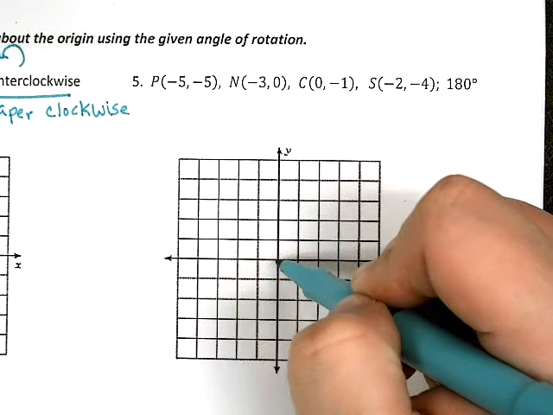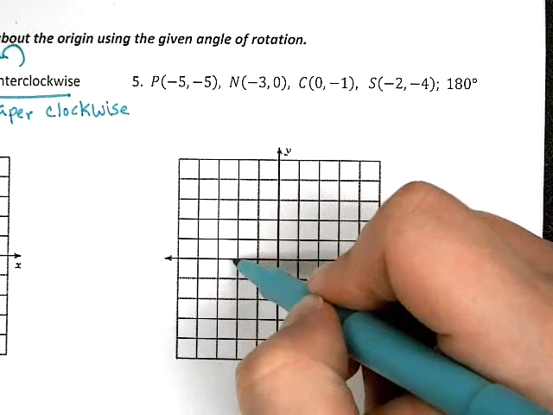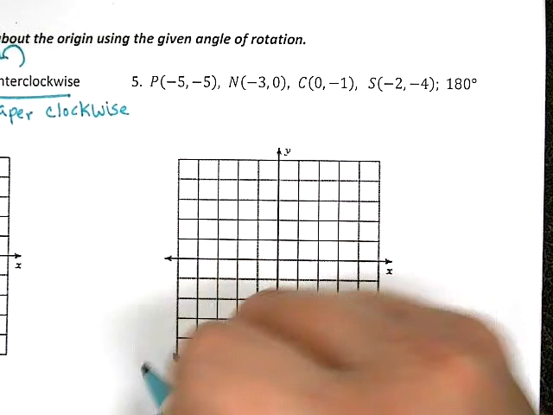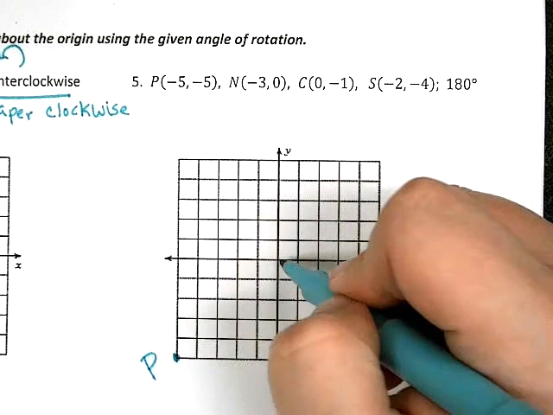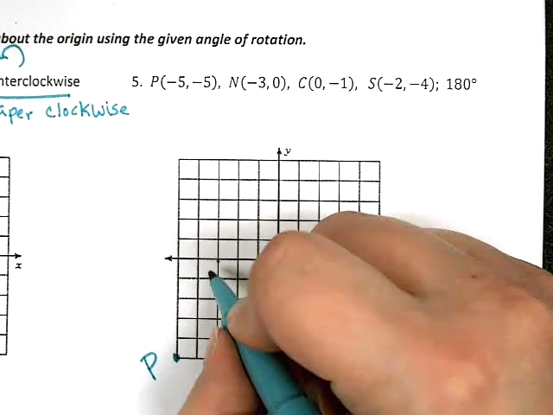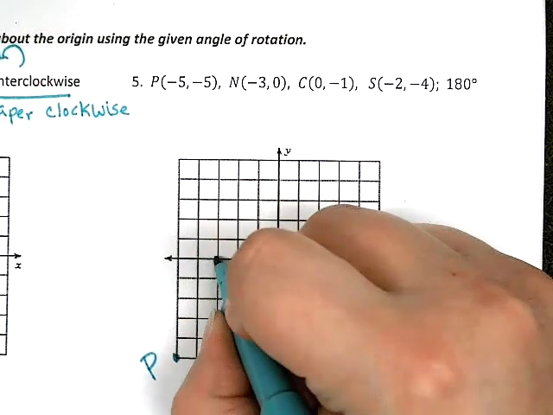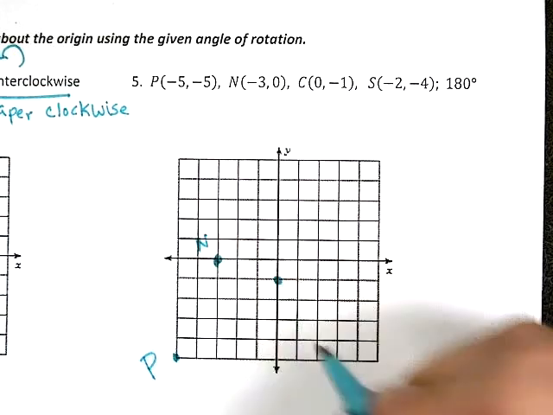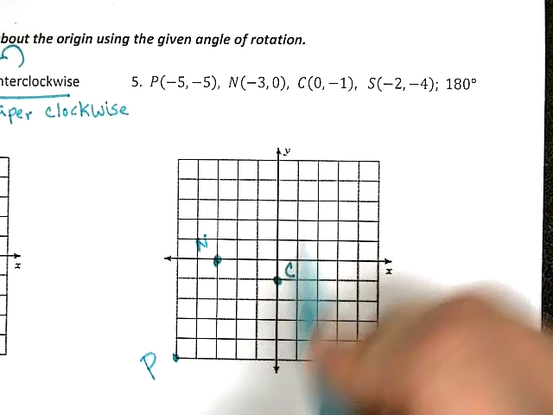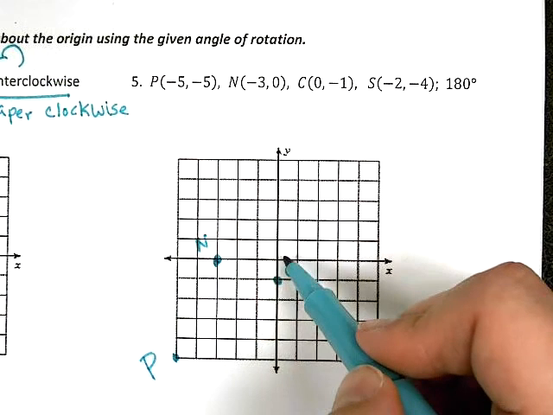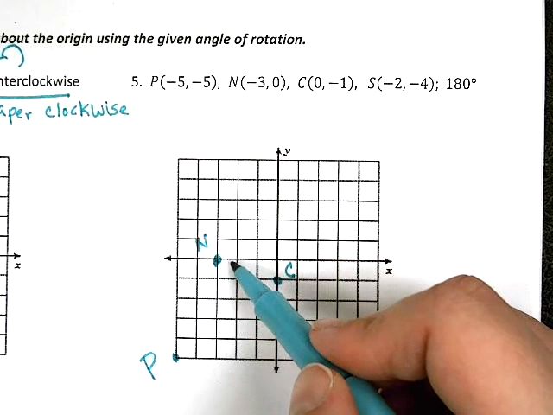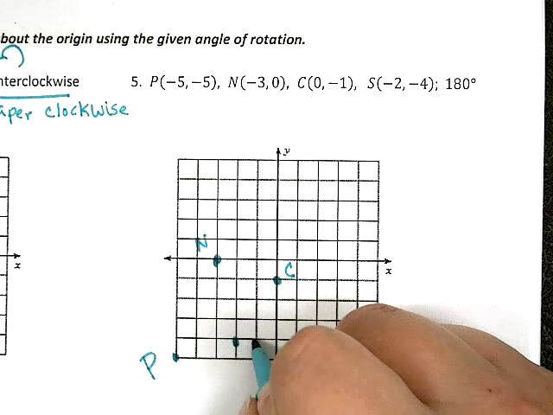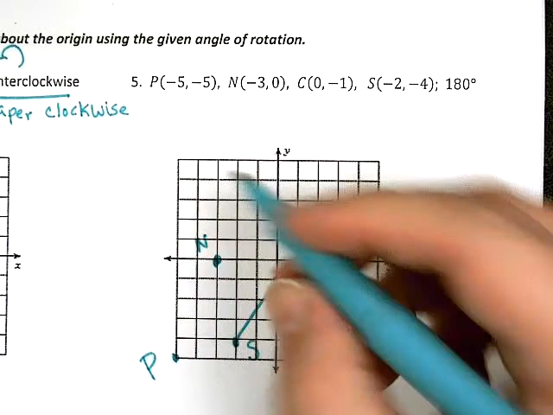Negative 5, negative 5, excuse me. 1, 2, 3, 4, 5. So that's right here. That's P. And then negative 3, 0 would be right here. That's N. 0, negative 1 would be C. And negative 2, negative 4 would be right here. That's S. So let's go ahead and draw in our figure.